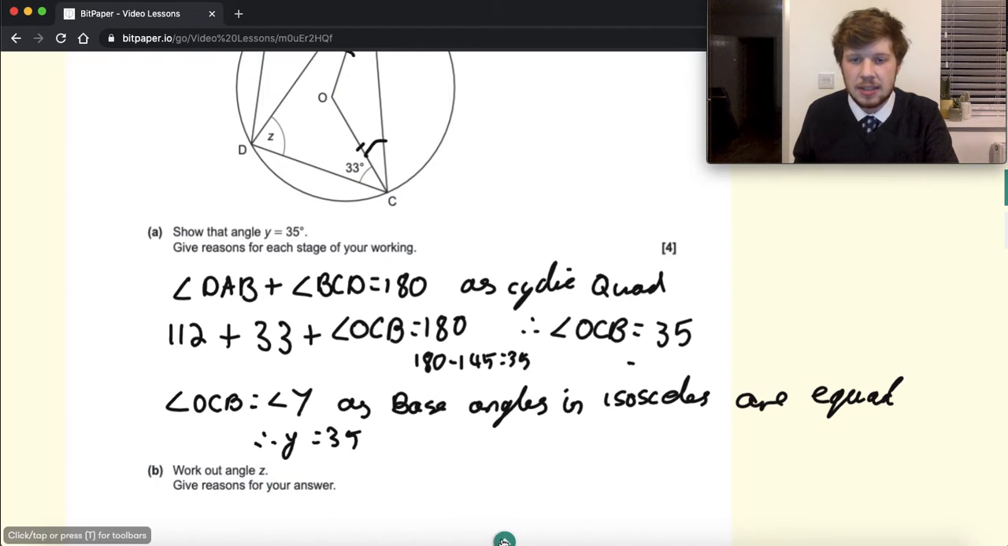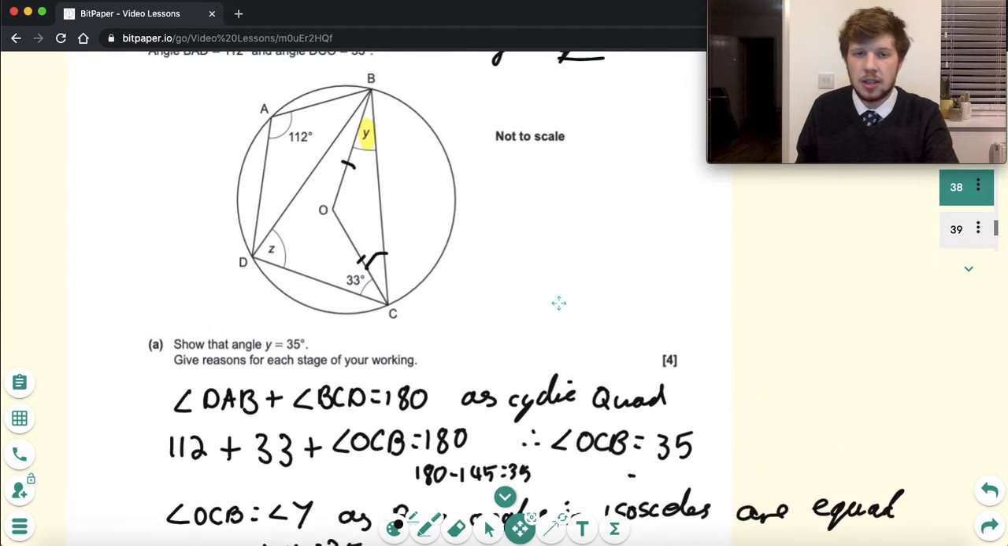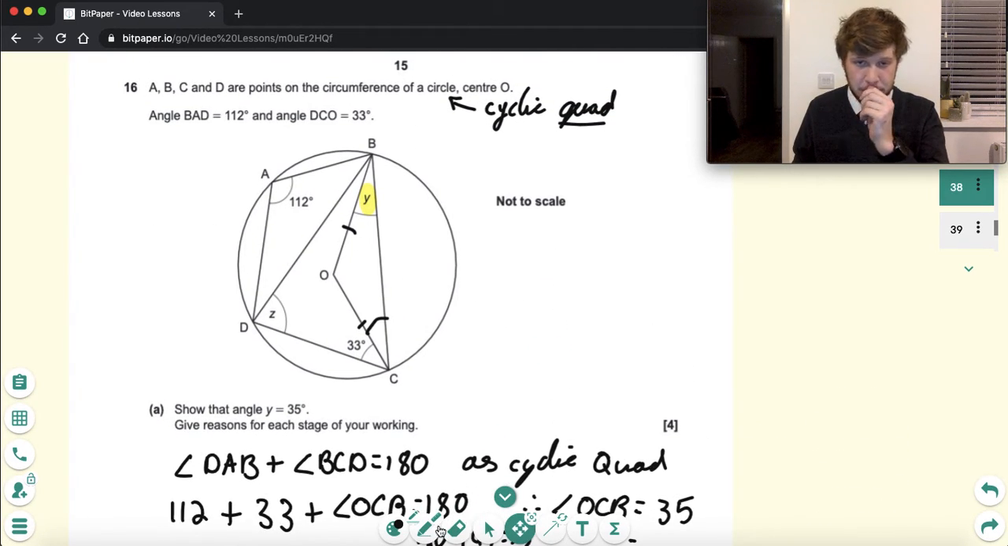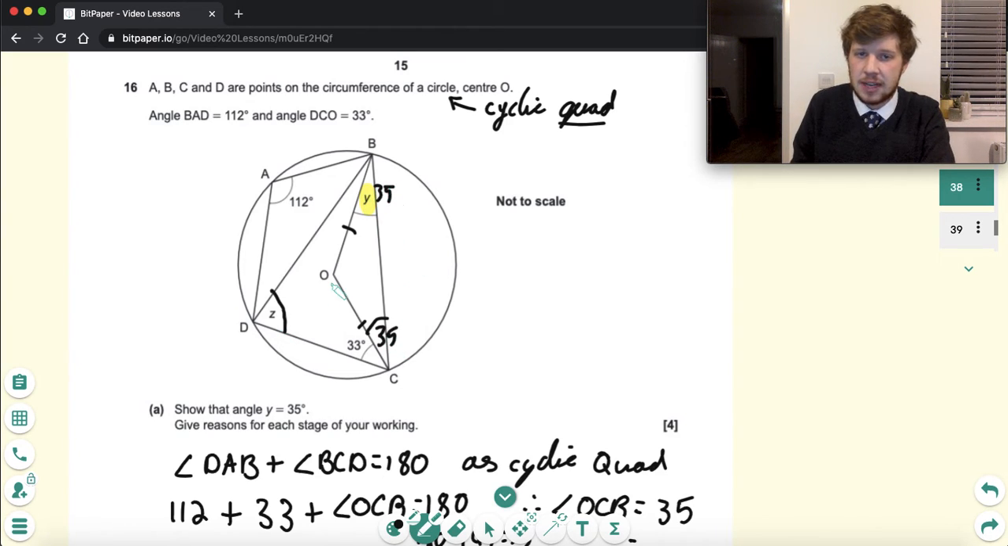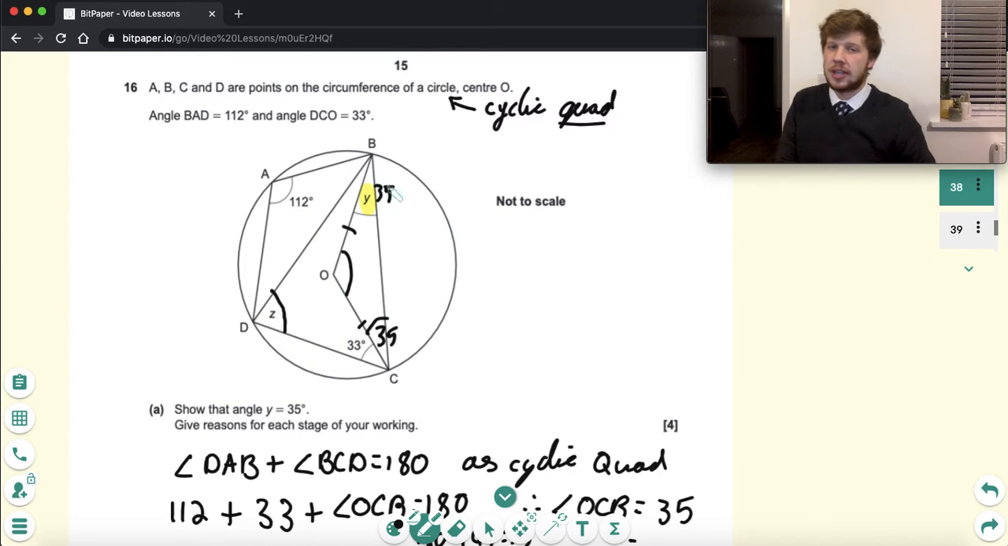Work out angle z, give reasons for your answer. So I'm going to look where angle z is. Angle z is here. Looking at this then, I've got a point at the circumference. If this is 35 and this is 35, my angle here I could work out. These sum to 70, so this is 110.